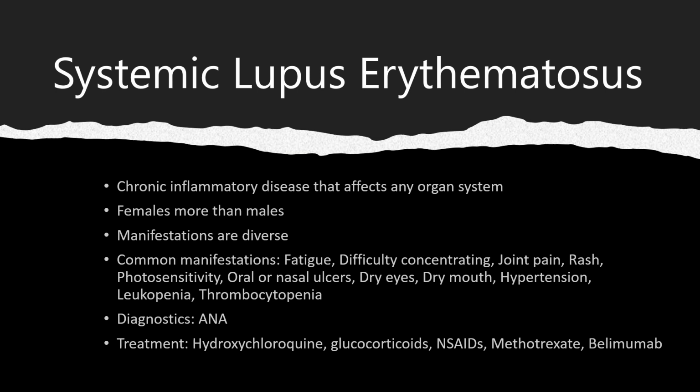NSAIDs like ibuprofen are useful in treating arthralgias, myalgias, headaches, and fevers. Glucocorticoids can be used. These suppress inflammation in the joints, kidneys, and other systems. An immunosuppressive agent like methotrexate may be necessary to help with the joint inflammation if it doesn't respond to the NSAIDs or the steroids.